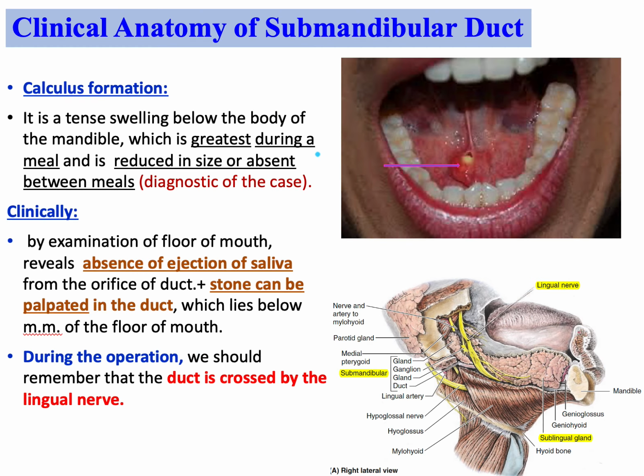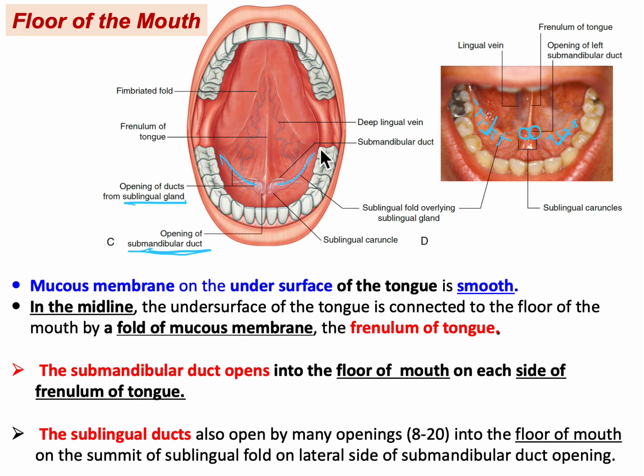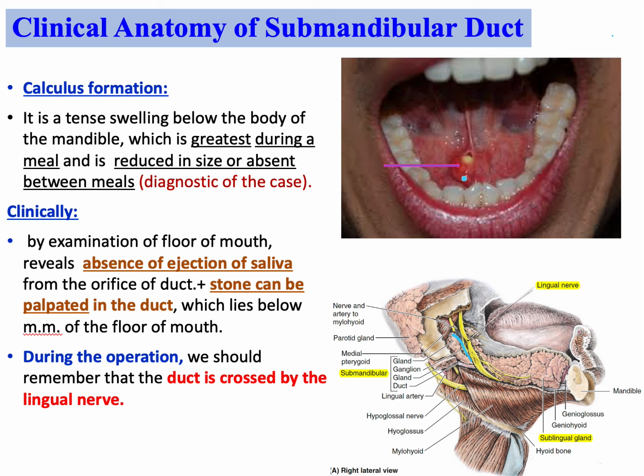I'm not sure if we have it here. No. Yes, here it is obvious. This is the frenulum of the tongue. This is the deep lingual vein on the right and on the left. And lateral to it, there is again another fold of mucous membrane, fimbriated fold here, fimbriated fold here. Excellent.